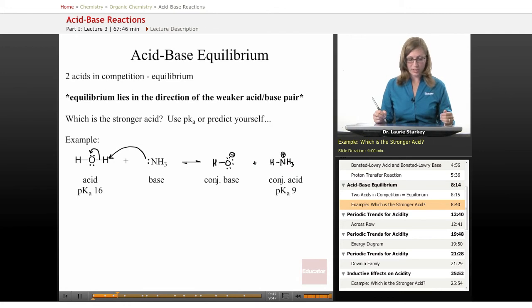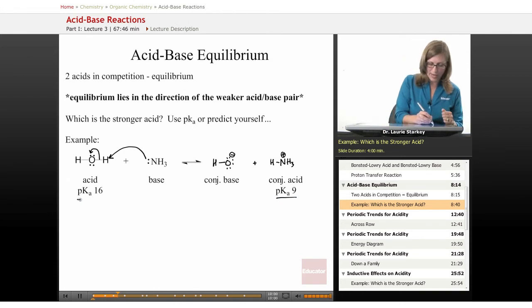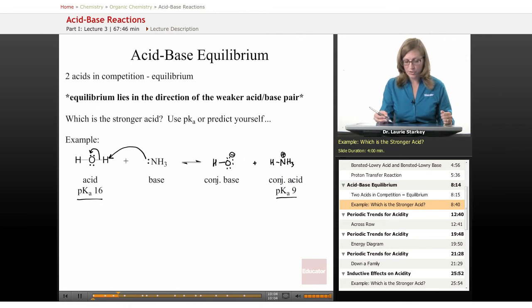So if we took a look at this equilibrium and asked in which direction does the equilibrium lie, does it lie in the forward direction or the reverse direction, what we can do is look up the pKa's of the two competing acids. In the forward reaction, water has a pKa of about 16. In the reverse reaction, the ammonium is the acid, and that has a pKa of about 9.